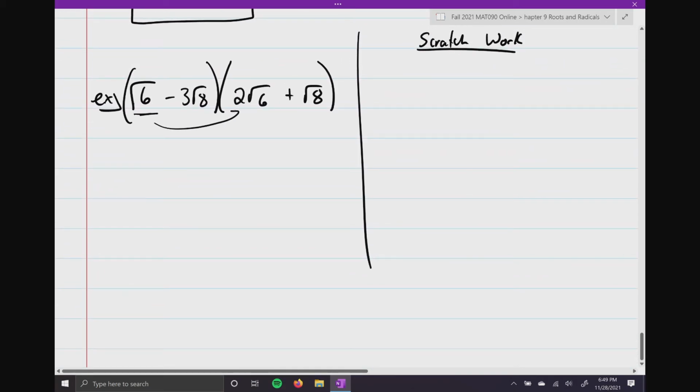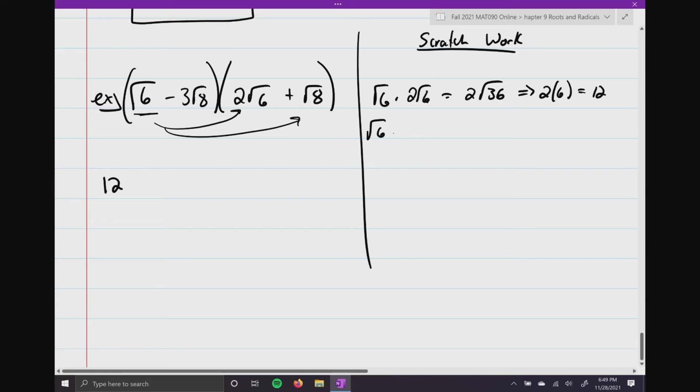Underline, arrows. Square root of 6 times 2 square roots of 6. So I'm just going to write that. Square root of 6 times 2 square root of 6, which is going to be 2 times the square root of 36, which is 2 times 6, which equals 12. Okay? Next, we're going to do the square root of 6 times the square root of 8, which is going to be the square root of 48.